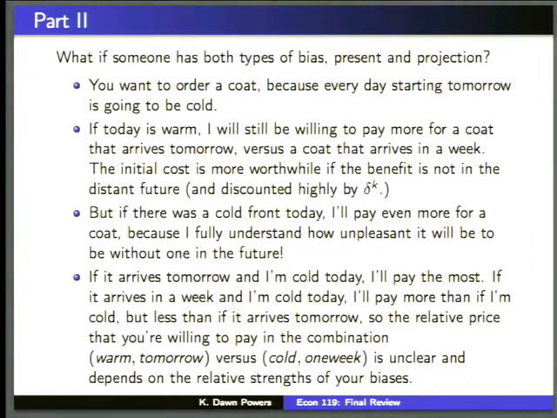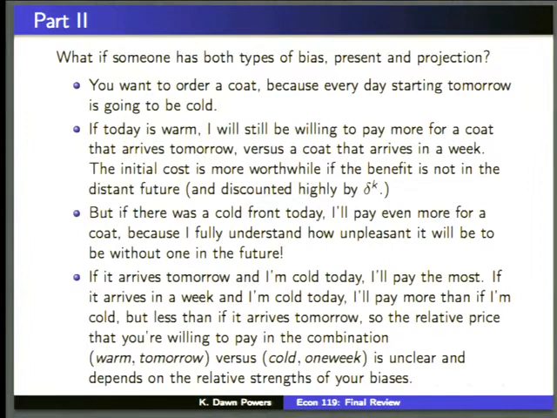And if delta is strictly less than 1, it'll also be discounted highly. There'll be the long-term discounting as well. But if there was a cold front today, I'll pay even more for a coat because I've just been recently reminded how incredibly unpleasant it will be to be without one in the future. And if it arrives tomorrow and I'm cold today, I'll pay the most. If it arrives in a week and I'm cold today, I'll pay more than if I'm warm, but less than if it arrives tomorrow. So the relative price that you're willing to pay if it's warm tomorrow versus cold in 1 week depends on the relative strengths of your present and projection biases.